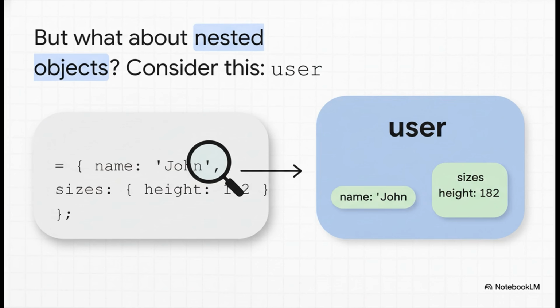Now, that works perfectly for simple objects. But you knew there was a but coming, right? What happens if one of our properties isn't just a simple string or number? What if a property is an object itself, like this sizes object nested inside our user?